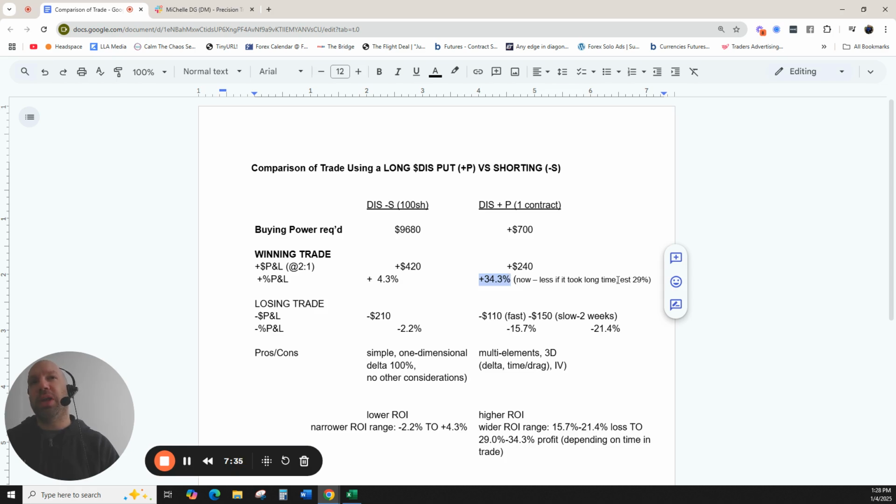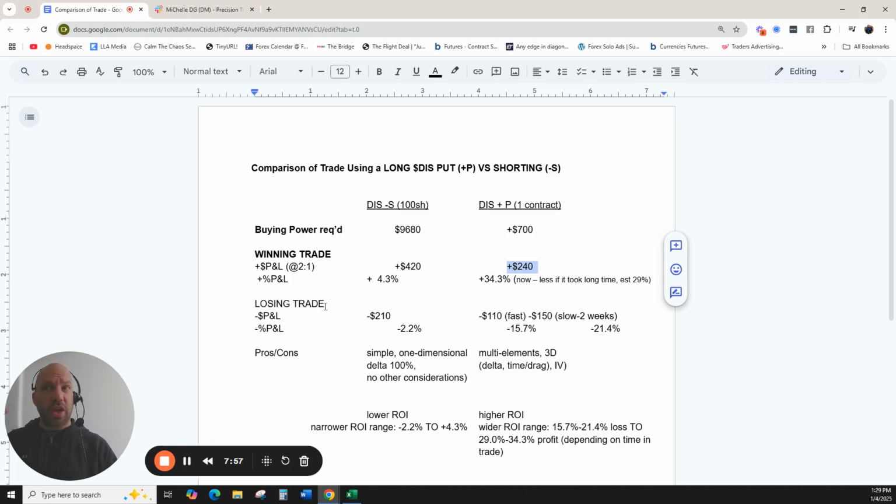You would make a little bit less if the trade had taken longer, but let's just do a concrete example. Mitch is really good about making sure you guys understand that every scenario is black and white. But that's the winning trade on the stock. You would have made 420, which is only 4.3%, but you would have made $240, which is 34% return. That's an awesome return.